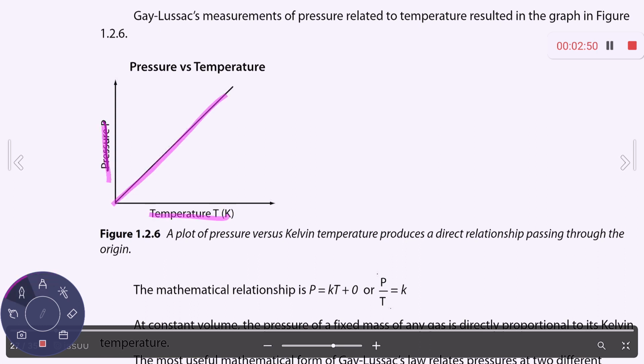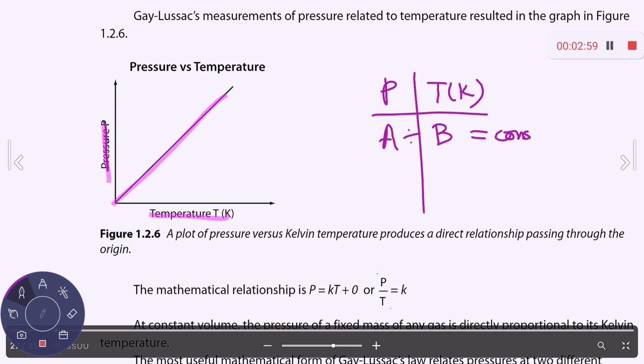Okay. If you are collecting data from a lab, you've got pressure and temperature data in Kelvin. If you take the pressure value and divide it by the temperature in Kelvin, you will get some constant number all the way down that set of data. That will be equal to K. And then the equation for Gay-Lussac's law is P1 over T1 equals P2 over T2. Again, I strongly recommend cross-multiplying before you put any numbers into that equation, so that way you don't make any mistakes.